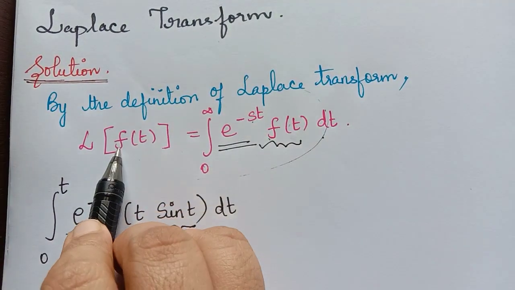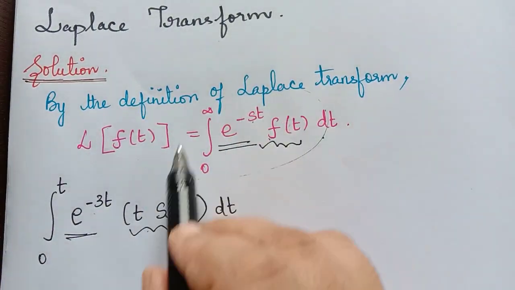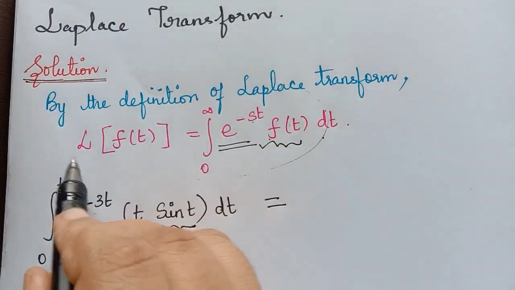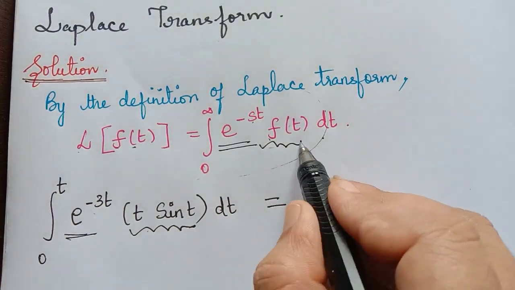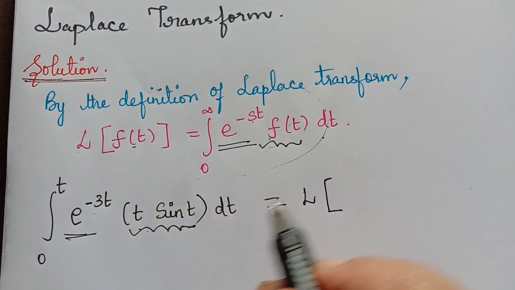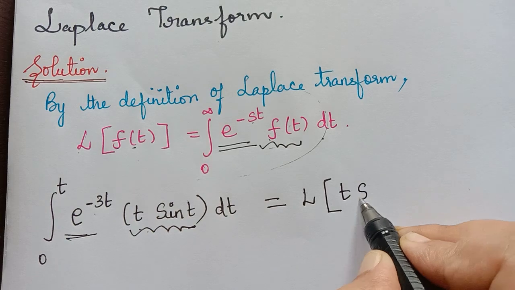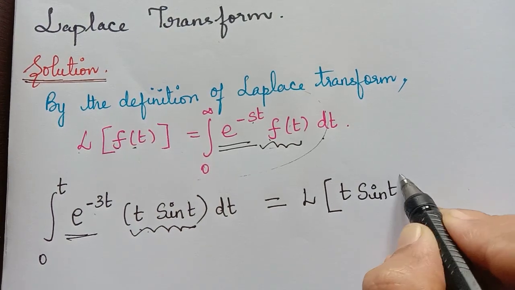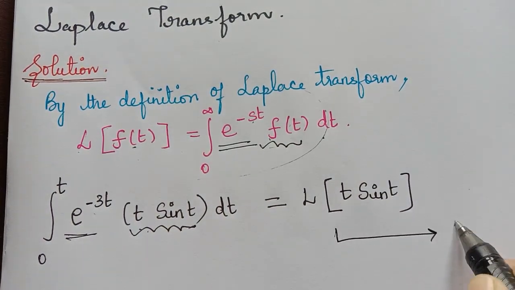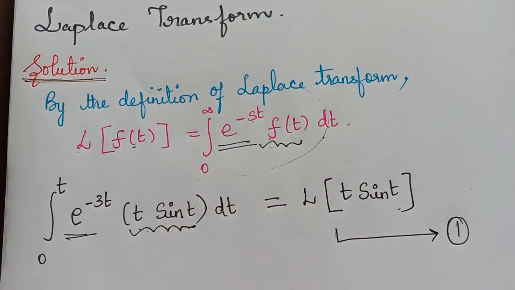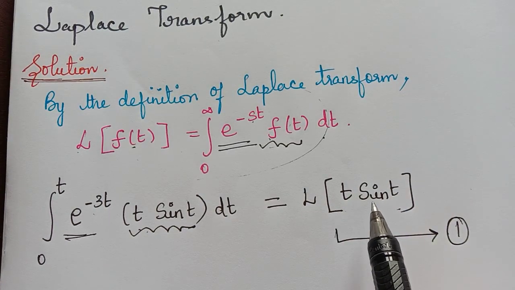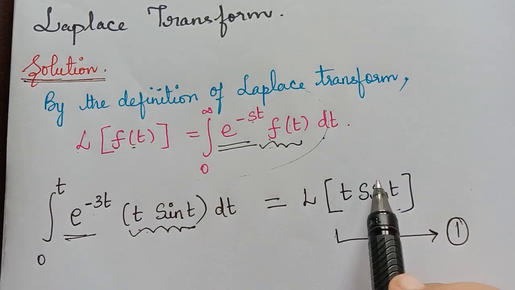So we can use the formula of Laplace transform. This integral can be written as L of f of t. At the place of f of t we have t sine t, so we can write it as L of t sine t. Now let us mark this as equation 1, and let us evaluate L of t sine t separately, and then we can substitute over here. So we shall find that now.